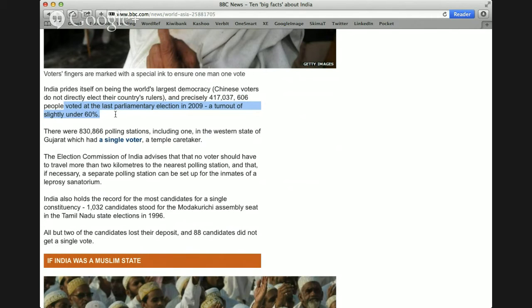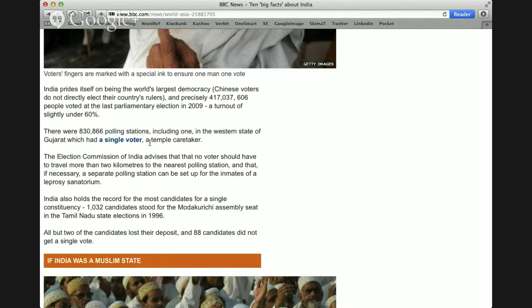People voted at the last parliamentary election in 2009, a turnout of just under 16%. There were 230,866 polling stations, including one in the western state of Oaxaca, which had a single voter, a temple character.